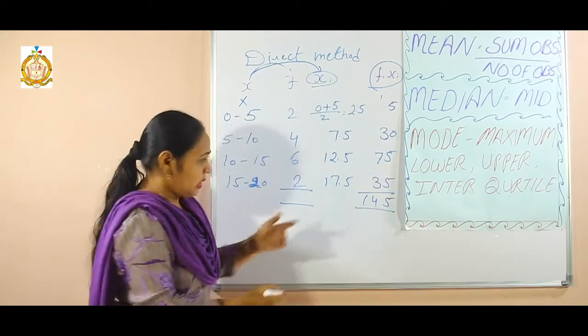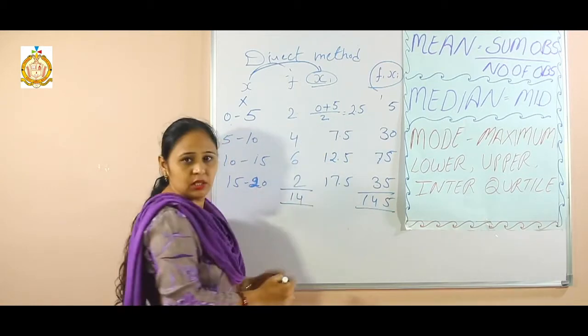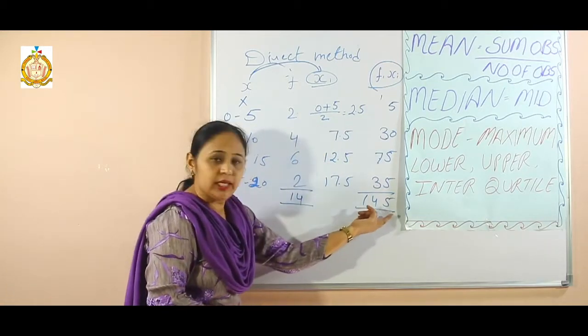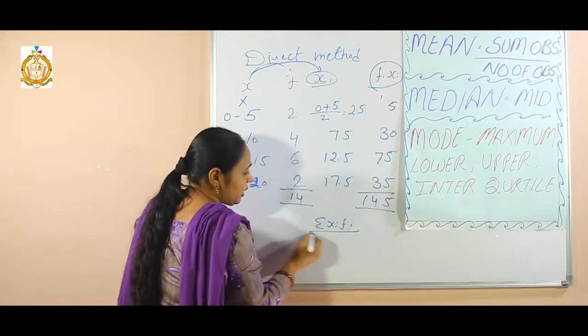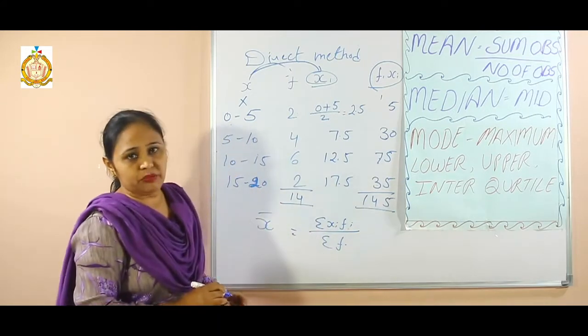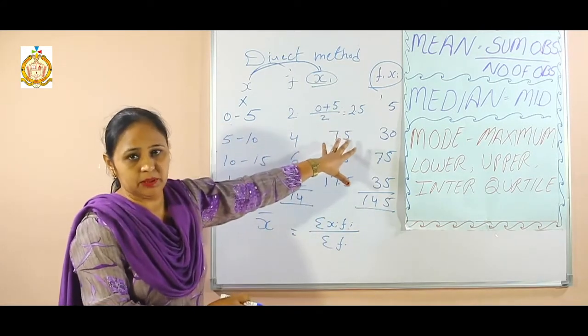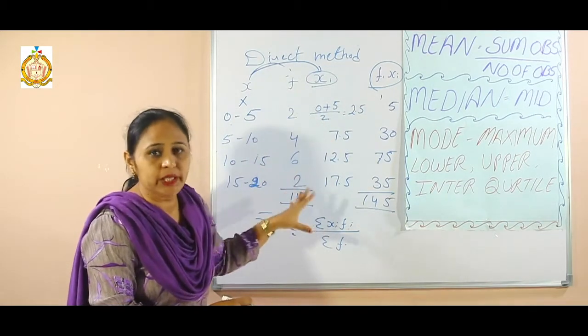145 will be there. Again this 2, 4, 6 and 4 is there. Now what to do? We have to divide this sum with this. Sigma fi xi divided by sigma f. This now becomes the mean of the value. This is called the direct method for grouped data.